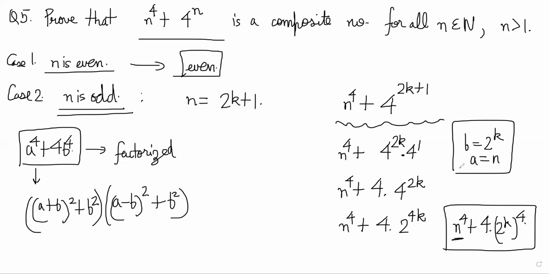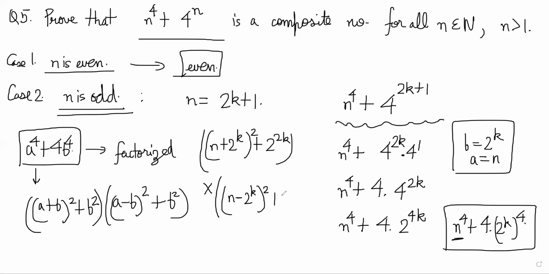So I will do that here also. A plus b will be n plus 2 power k whole square plus b square, so 2 power 2k, multiplied by n minus 2 power k whole square plus 2 power 2k, right? Okay.